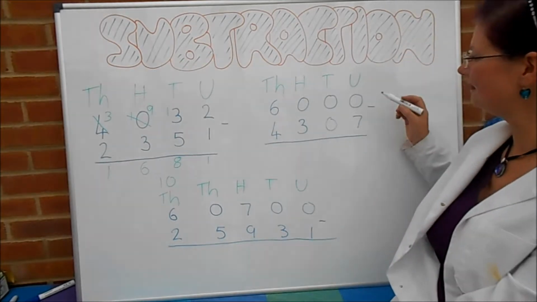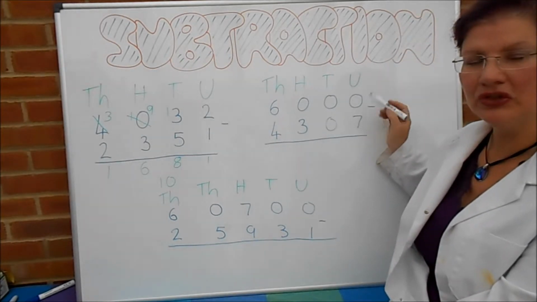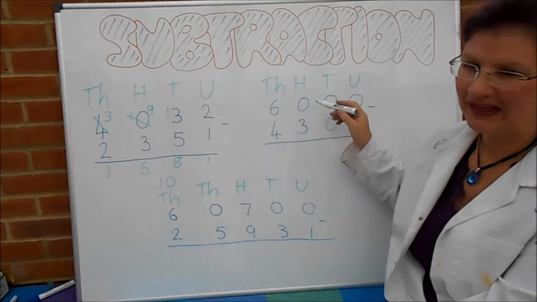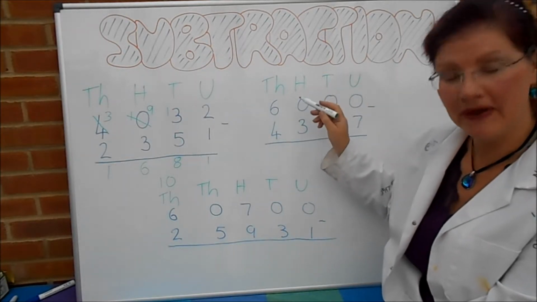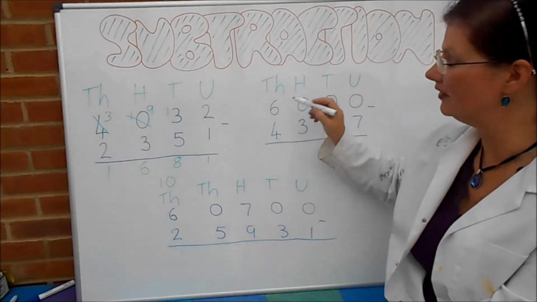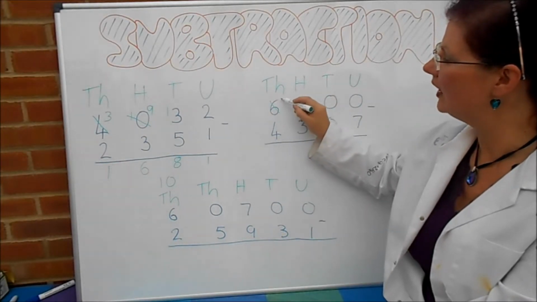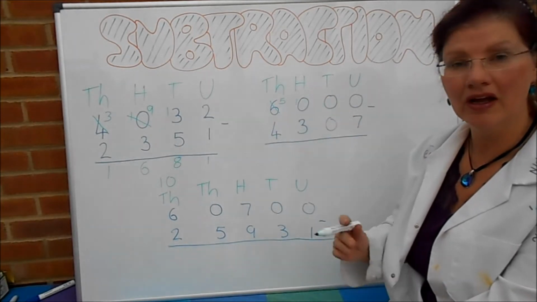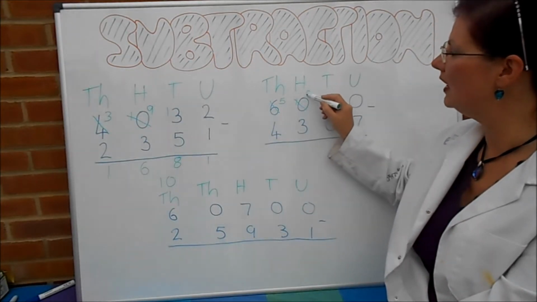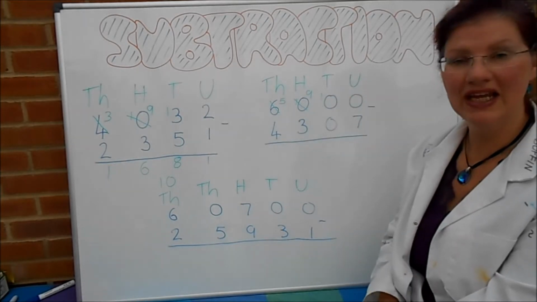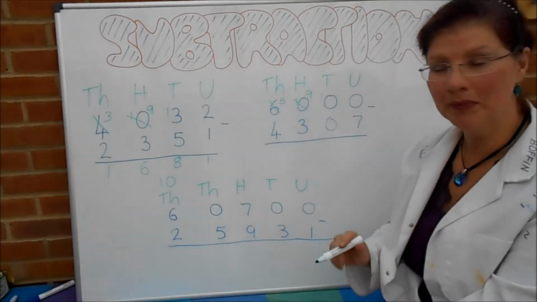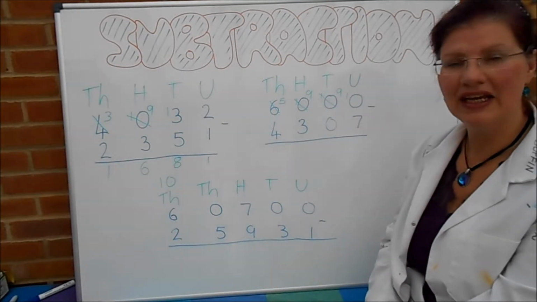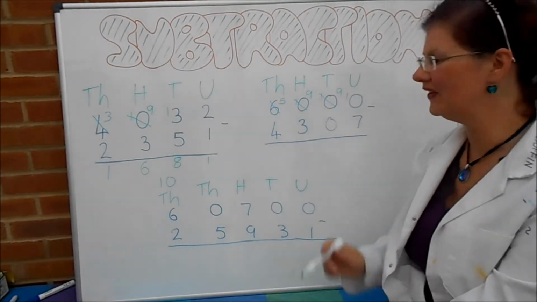Next one. 0 take away 7. Can't do that. Unpack one from next door. Except there aren't any there. And there aren't any there. But there are some there. So we'll unpack one of these. It's like unpacking a truck. So now there are only 5 trucks, but there are 10 boxes of 100. Unpack one of those. There are 9 boxes of 100, but 10 stacks of 10. Unpack one of those. There are 9 stacks of 10 and 10 actual pizzas. So now we can serve the customer.